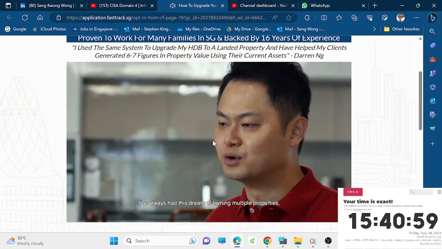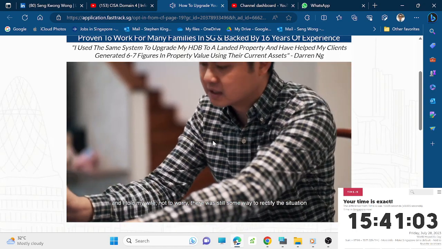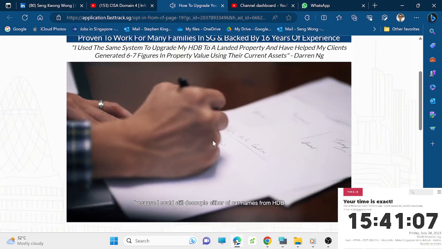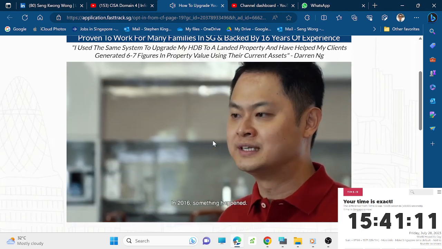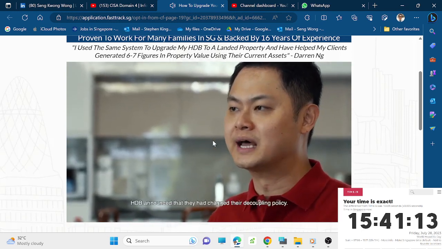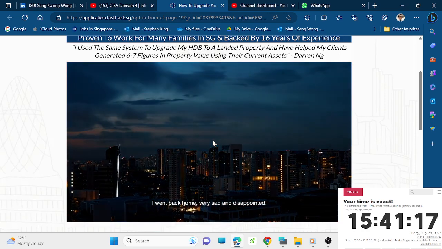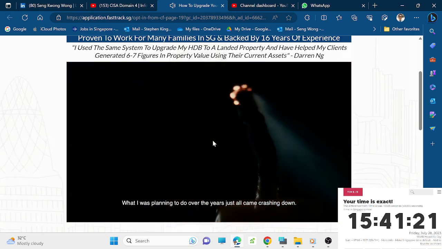I always had this dream of owning multiple properties, and I told her not to worry. There is still some way to rectify because I could still decouple either of our names out from the HDB and move on to owning multiple properties. In 2016, something happened. HDB announced that they have changed their decoupling policy. I went back home, very sad, disappointed. What I was planning to do over the years just all came crashing down.